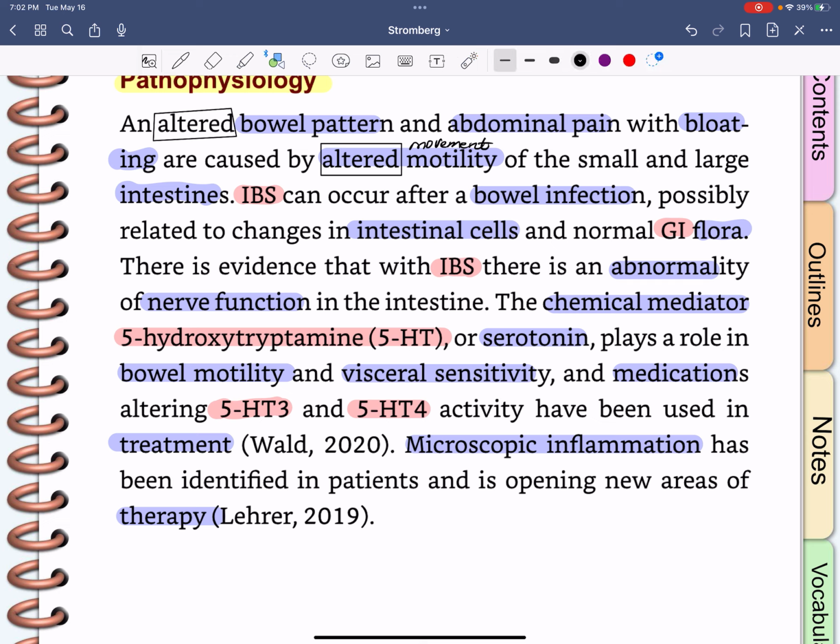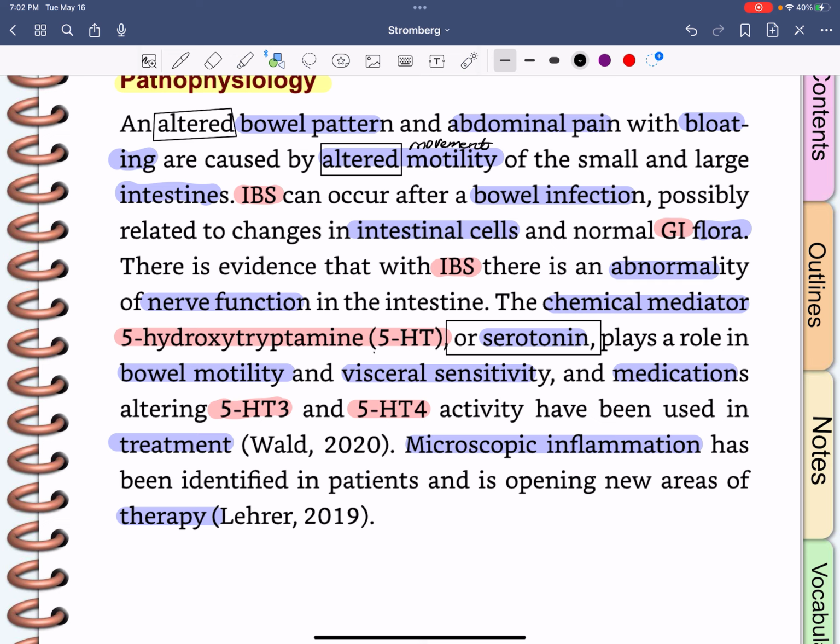But look at this. Or serotonin. I know what serotonin is. Serotonin is that neurotransmitter boosting drug that helps with nerve cell movement. If you don't know what serotonin is, stop and Google it. Look it up because that's critical to understanding this process. So serotonin plays a role in bowel movements and visceral sensitivity.